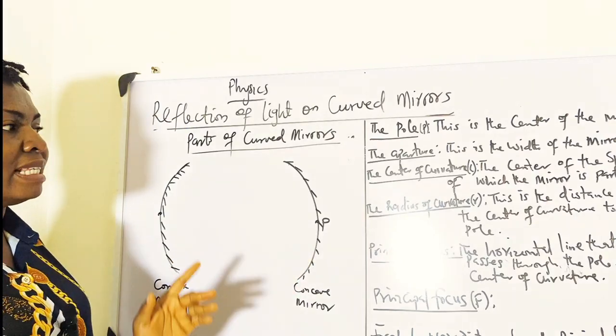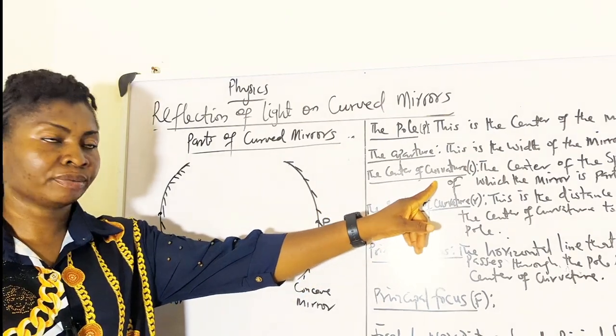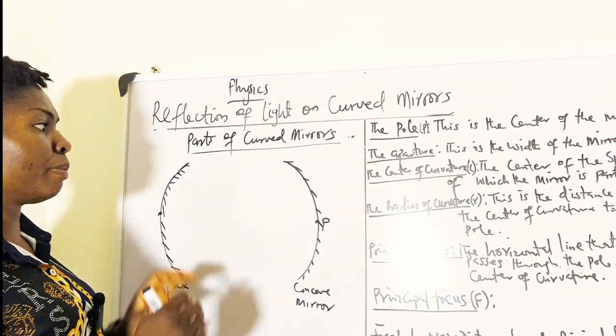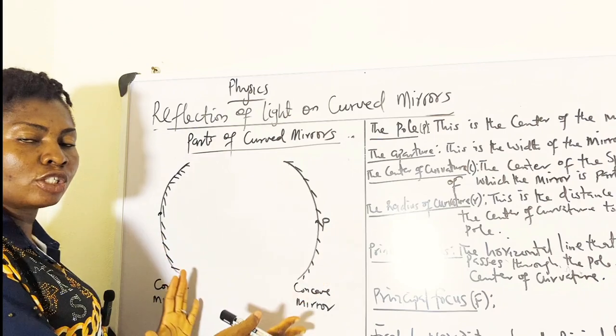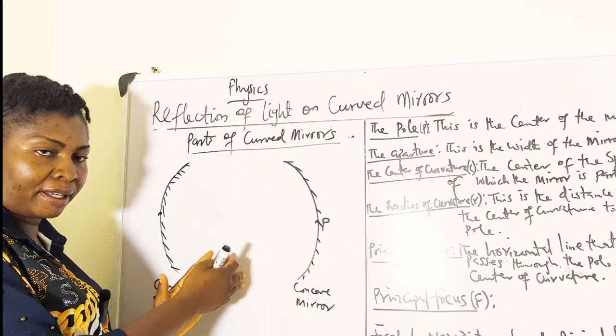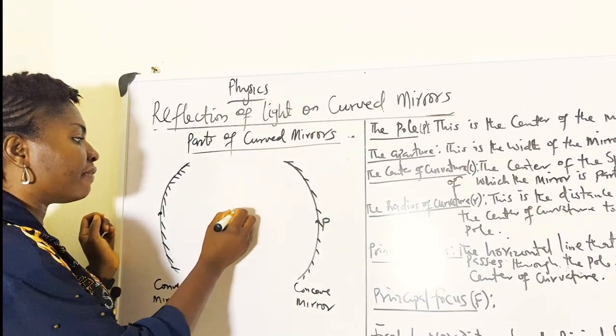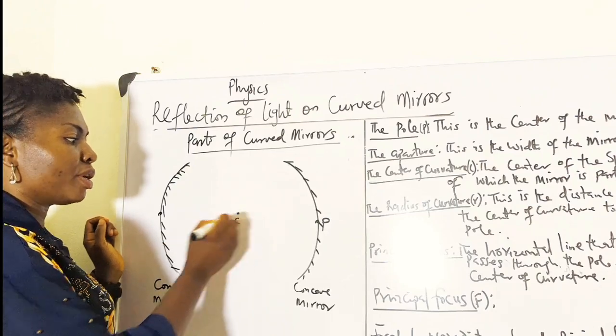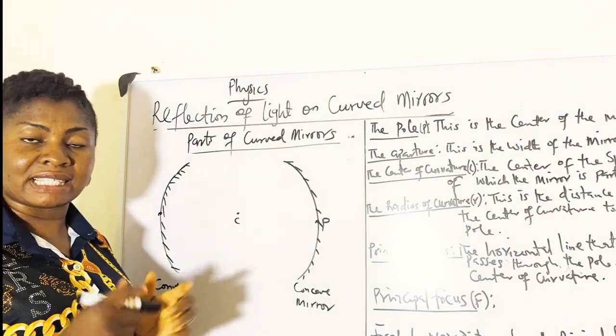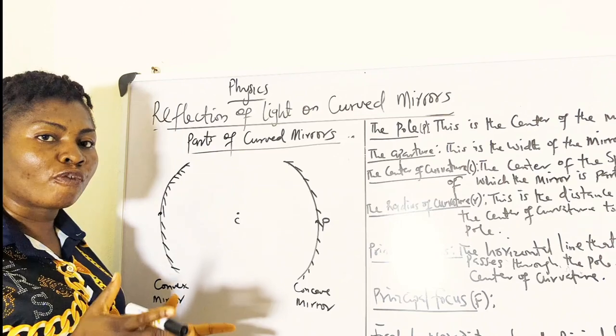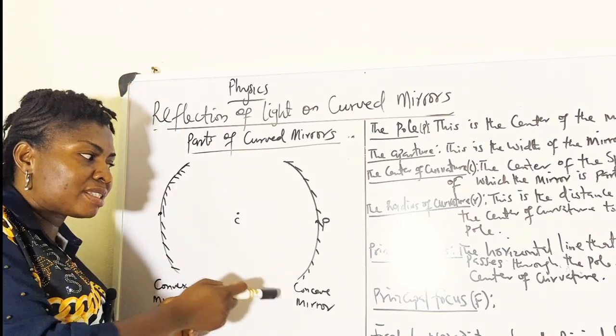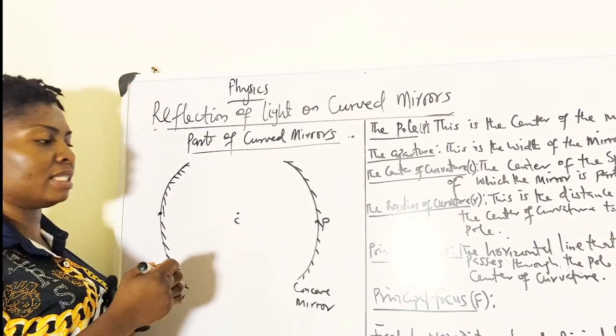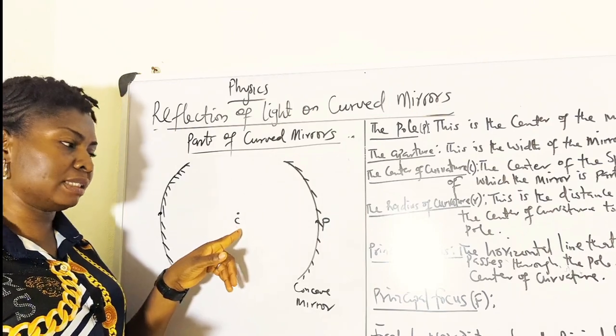The third one is the center of curvature. Remember, the mirror is cut out from a sphere. So the center of the sphere of which the spherical mirrors are part of is called the center of curvature. It is represented as C.